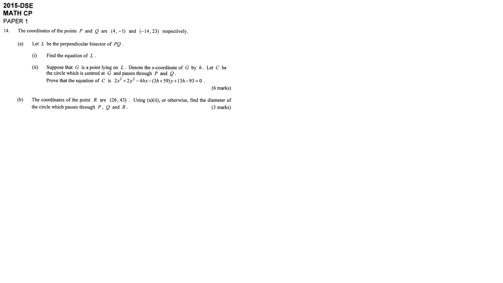Okay, locus question again, and part A is quite straightforward. They just give you 2 points and then ask for the perpendicular bisector of PQ. So roughly draw the position of the graph. P is (4, -1), so point P is around here. And then Q is (-14, 23), so Q may be around here.